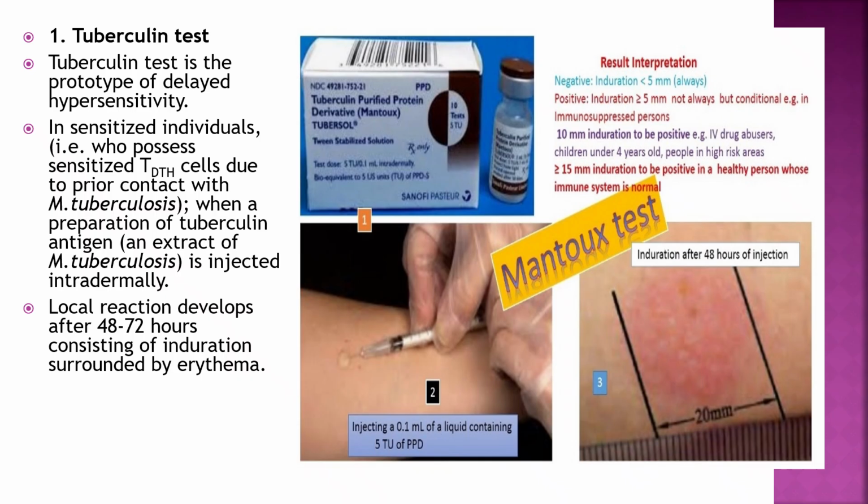On interpretation, less than 5 millimeter of induration is negative, more than 5 millimeter is borderline, but in immunosuppressed persons it is positive. 10 millimeter is positive in IV drug abusers, children under 4 years of age, and people in high risk areas. More than 15 millimeter is positive in a healthy person whose immune system is normal. Here you can see how the injection is given intradermally with the help of a tuberculin syringe, and then erythema and induration develop 48 hours after the injection.